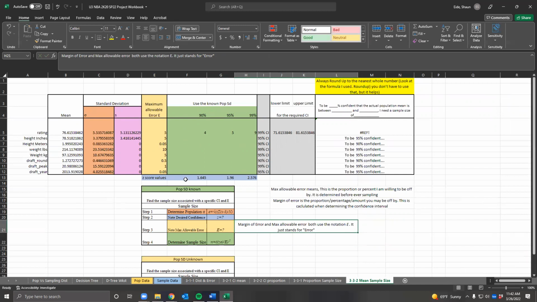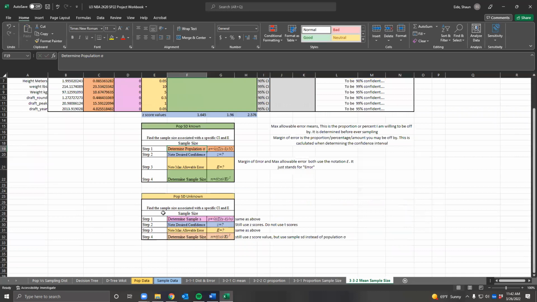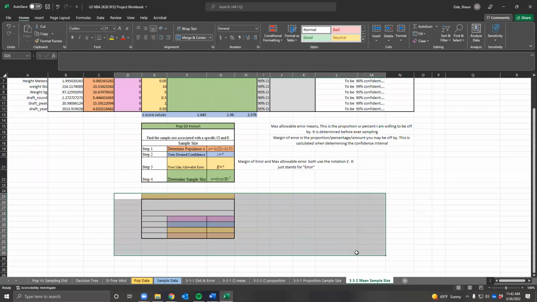So let's do the population standard deviation. And what we're going to do right here is height in inches. We're going to do the known population standard deviation. How large does our sample size need to be with 90%, 95%, and 99%? So let's come down here, the population standard deviation, and just get rid of that.